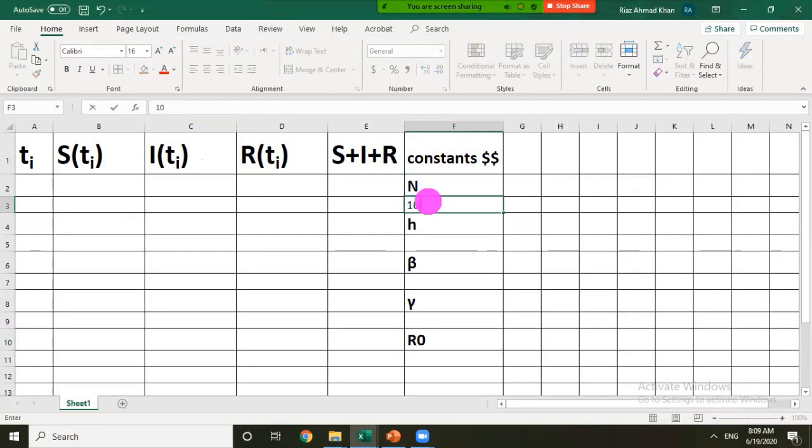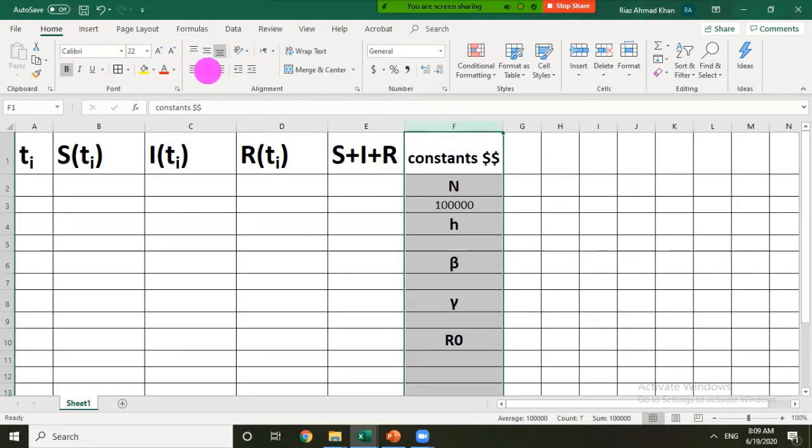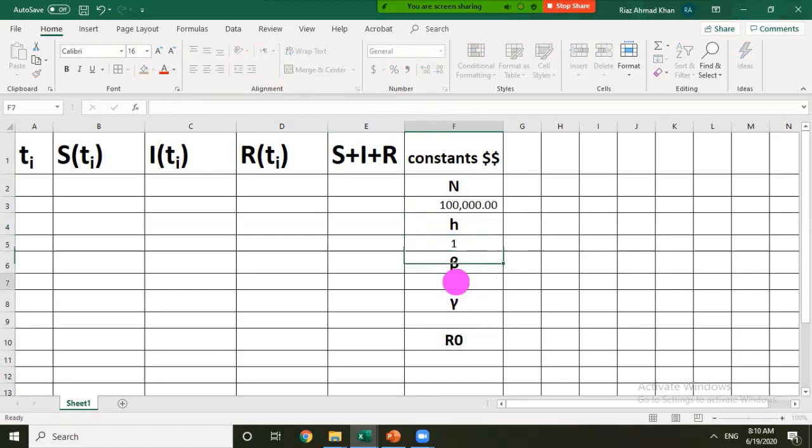For example, 100,000, with comma notation for counting. h is equal to 1. The value of R naught in this example is 2. The value of gamma is 1 over 10 or 0.1. To write 1 over 10 in Excel, write 0, space, 1 by 10 and enter.